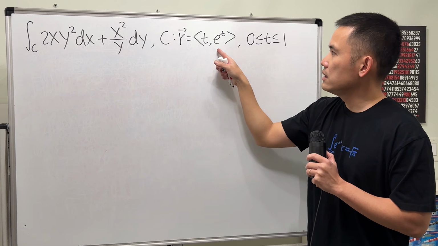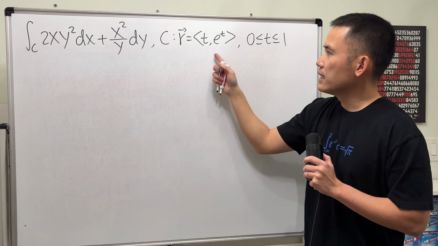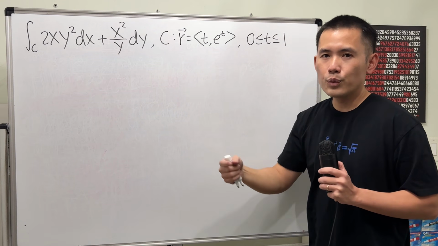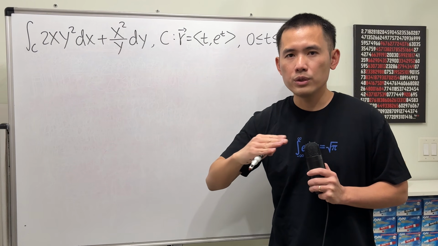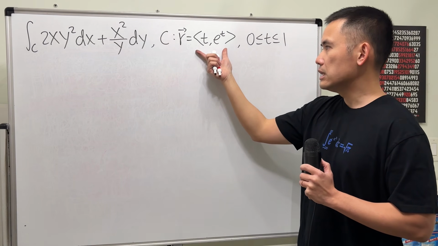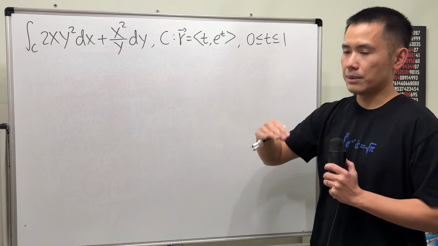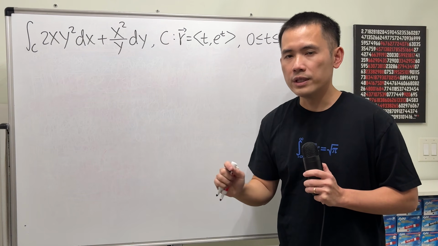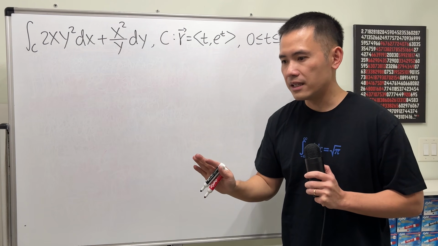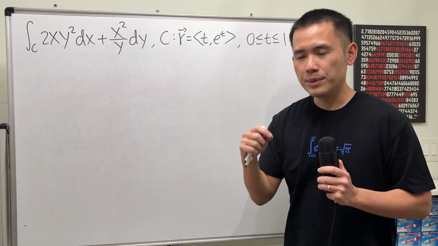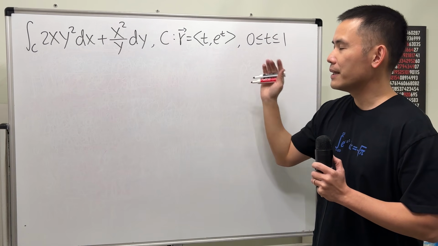For the first one right here, we're integrating over the curve C, and C is defined to be the vector t and e to the t. So just imagine we have x, and this is just e to the x. So we're looking at the equation y is equal to e to the x, so it's that curve. First thing first, this is not a closed curve because it's just a piece of the curve. So definitely not Green's theorem. The first criteria is it has to be a closed curve, right?